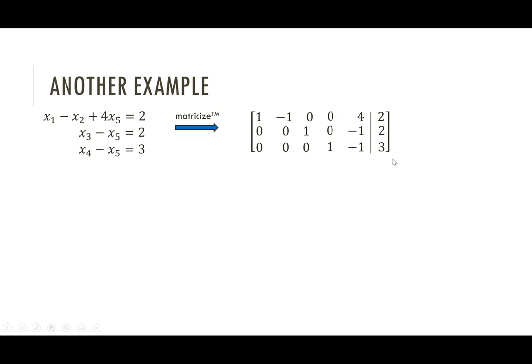And then we want to row reduce this. But hey, this is actually already in reduced row echelon form.